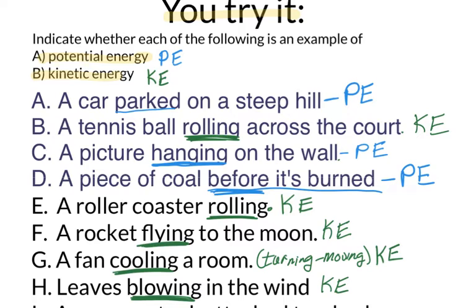And finally, I, a propane tank attached to a barbecue. And the propane tank is just sitting there. It's attached to the barbecue. It has the potential to produce fire, but right now it has no fire, and so this one is potential energy.